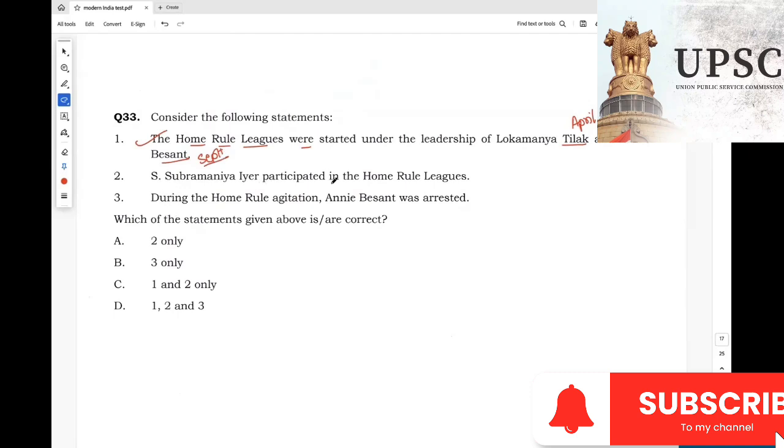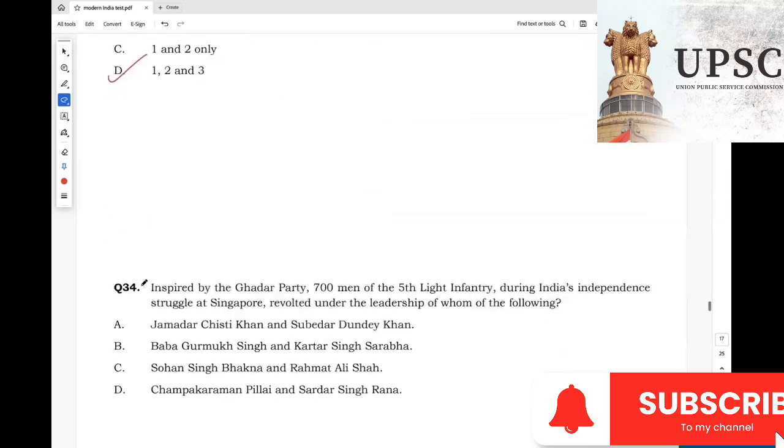Sir Subramaniam Iyer participated in the Home Rule Leagues. Yes. That's why when Annie Besant and the partners were arrested, he gave up his knighthood, because he was one of the chairpersons or the president of the Home Rule League. During the agitation, Annie Besant was arrested. We all know these facts. Annie Besant and George Arundale were arrested, right? Wadia was arrested. And because of that arrest, S. Subramaniam Iyer gave up his knighthood. He was a very respected person during the British period. All three are correct. Moving to the next one.